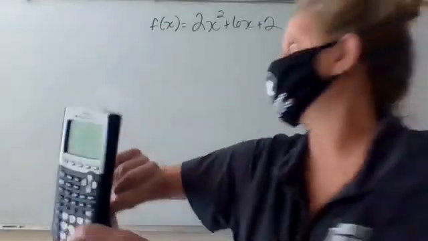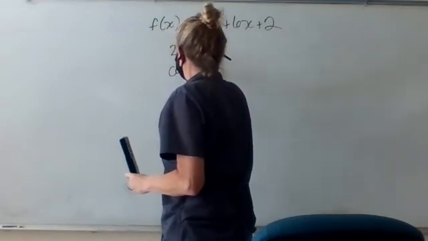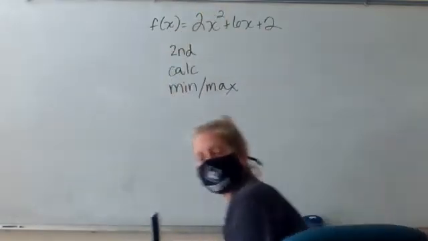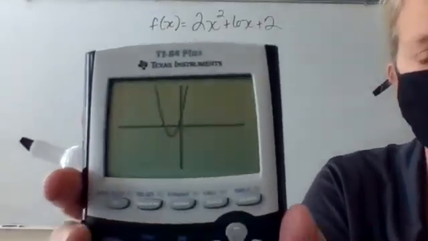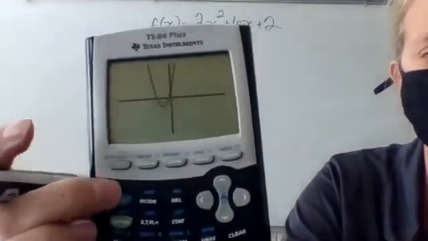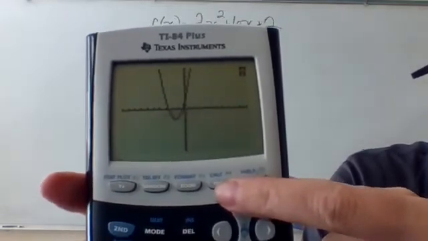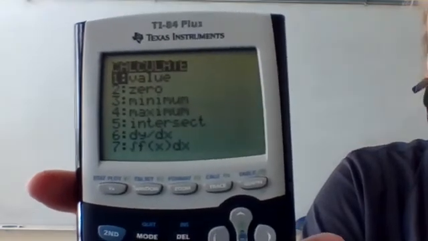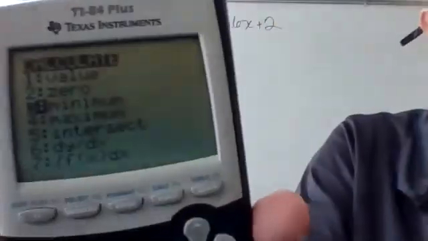So the way I can find it is to hit your second button, calc, and then your minimum or maximum button, just depending on if your vertex is at the minimum or the maximum. This particular one's at the minimum. So I said, go hit your second button. And then come up here and hit calc. It's actually your trace button, but the blue is calc. So you'll notice if I go down to minimum and hit enter.